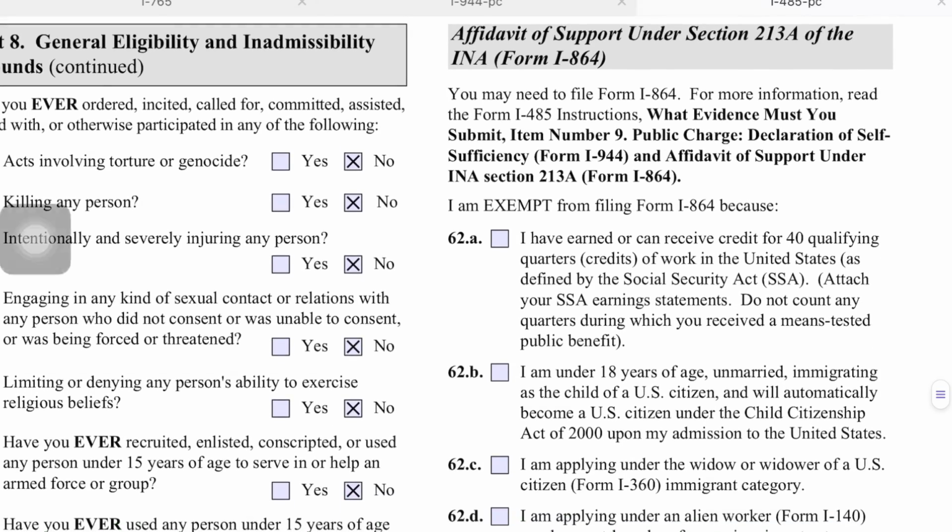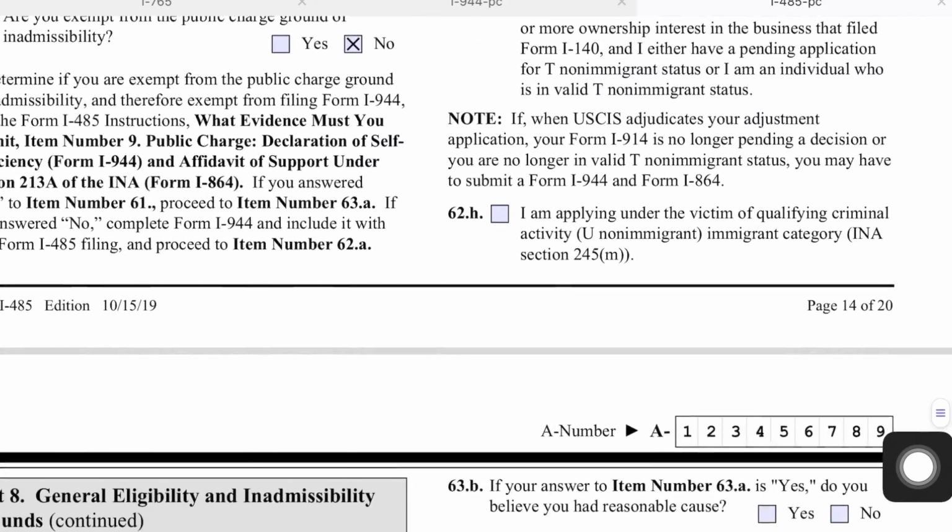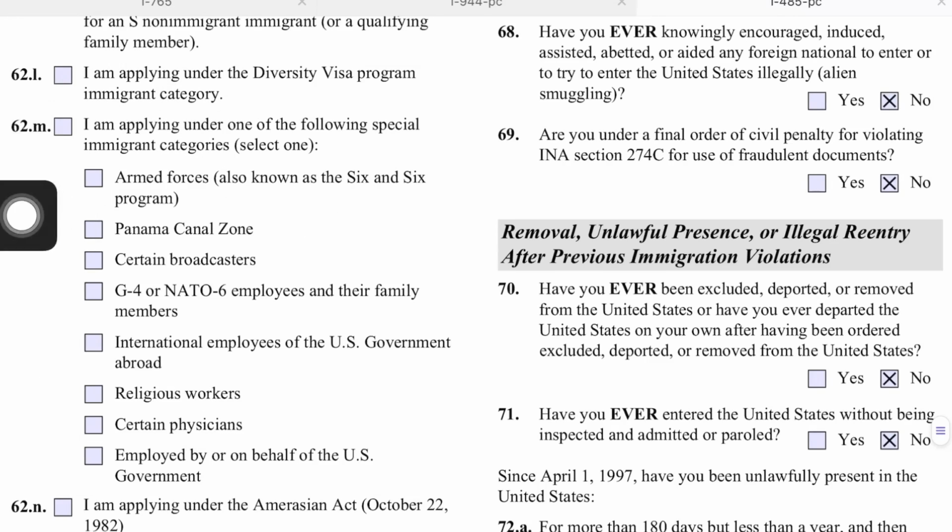So the next one here, Affidavit of Support under Section 213A of the INA, Form I-864. You may need to file Form I-864. So this one, we are not exempt, so we are just going to leave that one blank. And this one, we need to leave blank as well.